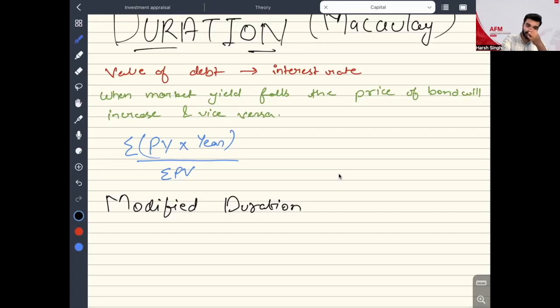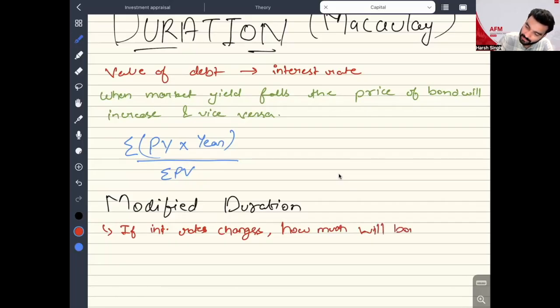Correct? This concept brings us to modified duration, which states: if interest rates change, how much will the bond price change?